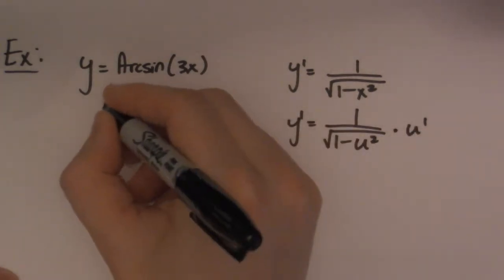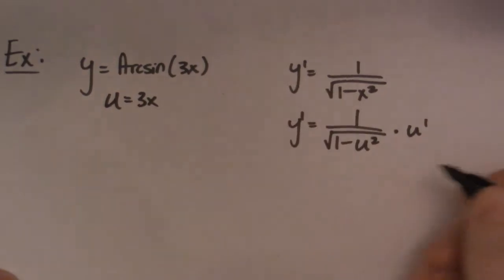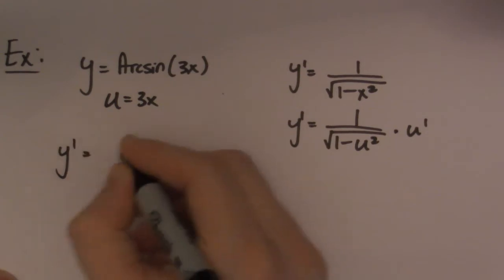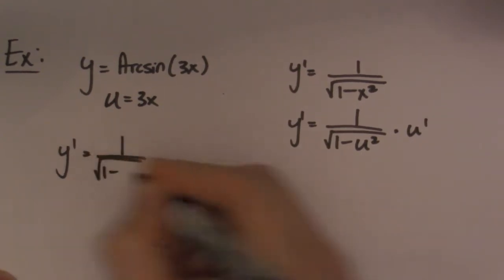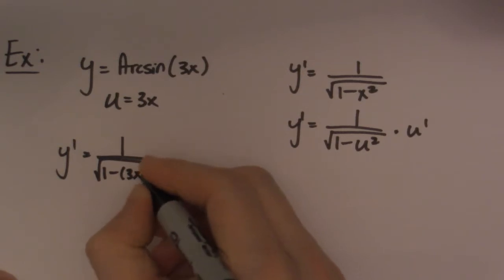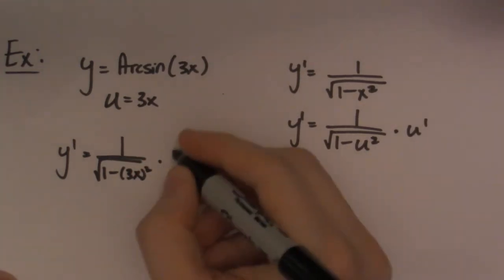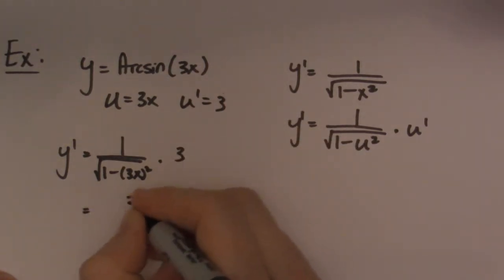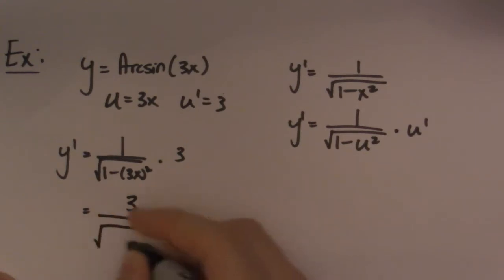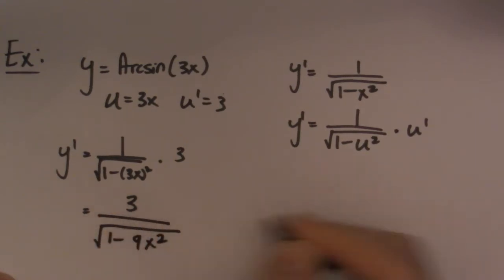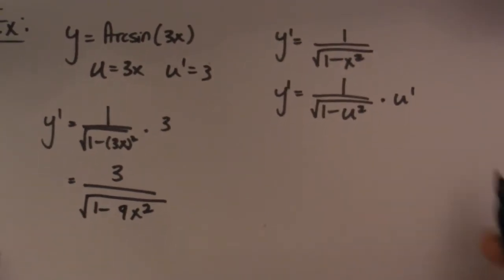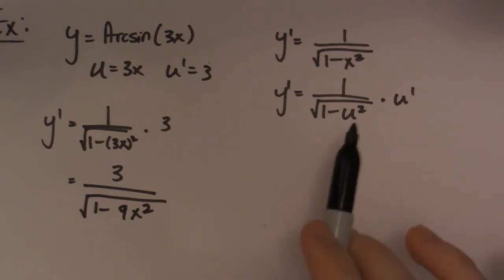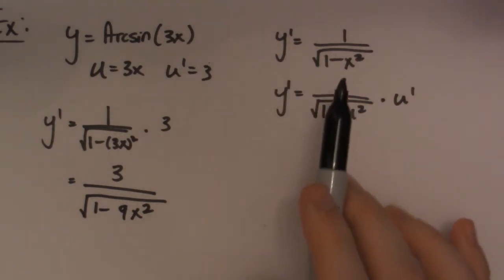Essentially, my u is 3x, what's inside the arc sine function. So when I take the derivative of this, I get y prime equal to 1 over square root of 1 minus u squared, so that becomes 3x squared, times the derivative of u. The derivative of u is just 3. So this reduces down to 3 over square root of 1 minus 9x squared. Just like that. That's not too shabby, right? It's a fairly straightforward question. If you know this form, it's fairly easy. You just need to know it.